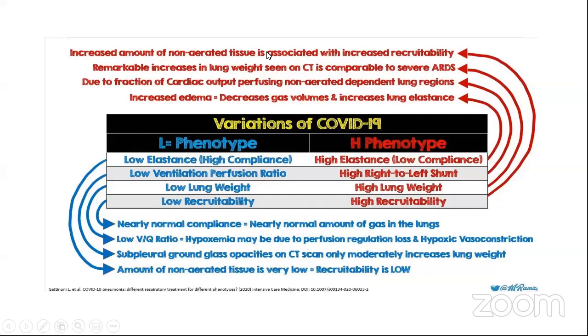Then this is a summary again. In L type, the patient has high compliance, a low ventilation perfusion ratio, low lung volume, and low recruitability. In comparison, in H type the patient has low compliance, more ventilation perfusion mismatch, and high lung weight because of edematous lung, and there is room to respond to oxygen therapy or recruitment maneuvers for these patients.